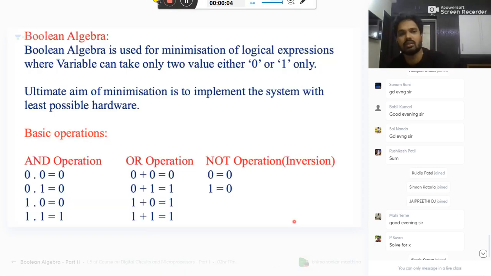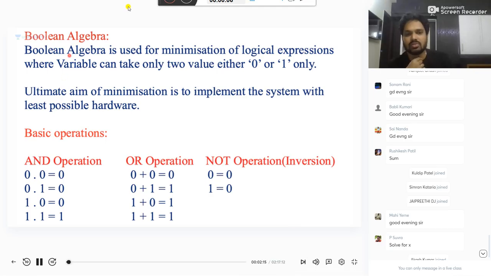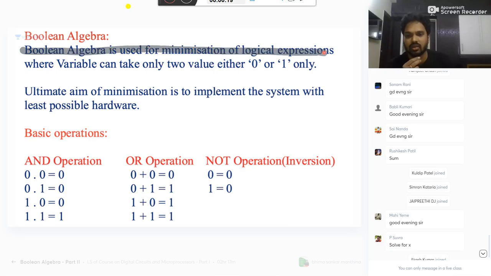So Boolean algebra can be given as: Boolean algebra is used for minimization of logical expressions where the variable can take only two values. Okay, what is the meaning of logical expressions? Where the variable can take only two values, either 0 or 1. That is why it is called Boolean.